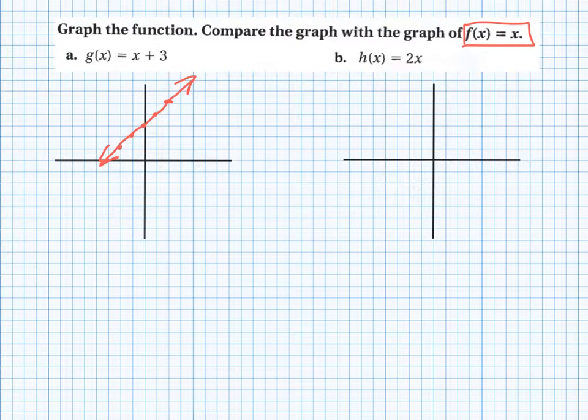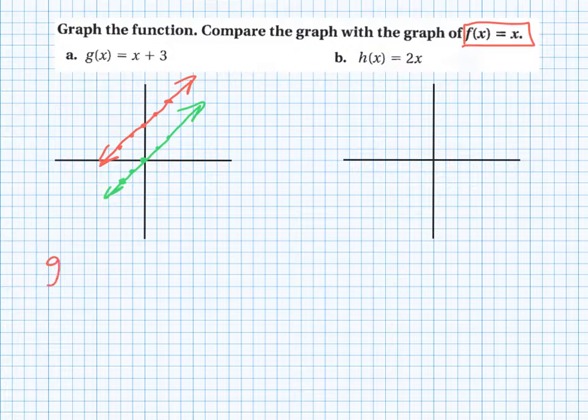And let's put the parent function on there too. I'm going to put the parent function in green. Now the parent function has a y-intercept of 0. And we go up 1 to the right 1, up 1 to the right 1. We can also go the opposite direction. And we'll draw a line for that too. Now, looking at these two lines, I notice that g of x is very similar to f of x. The red line is very similar to the green line, but it's 3 units higher.